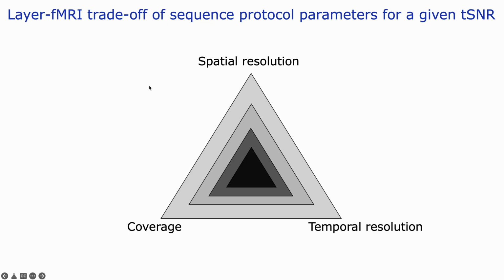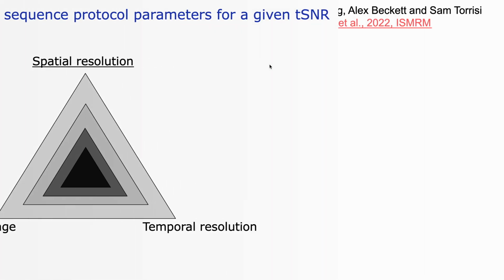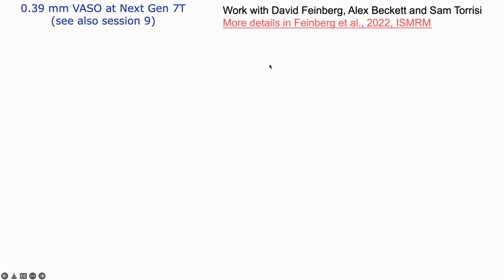Just like for conventional fMRI, also for layer-dependent fMRI, we usually need to find a good compromise between spatial resolution, coverage, and temporal resolution. And you can push either one of those parameters by making sacrifices with the other ones. And I would like to talk about challenges in either of those in the next few slides, starting with spatial resolution.